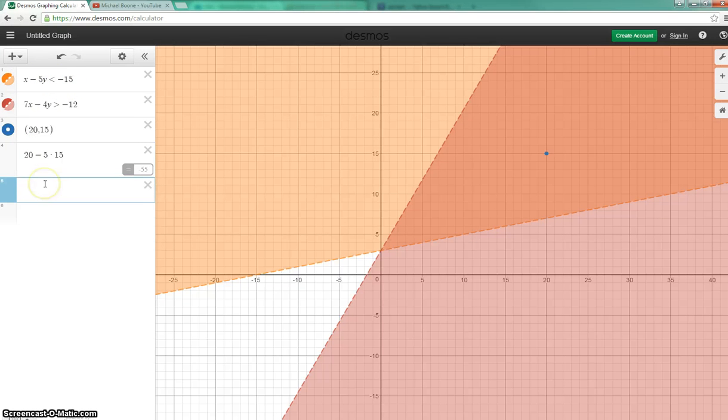We could plug in that same point, 20, 15. 7 times 20 minus 4 times 15, and I get 80. Is 80 greater than negative 12? Well, it's greater than negative 12 as well. It solved both of these inequalities. So any of the points in this region would make both of these true. Also note that I have dotted lines here, so the points on the lines would not solve both of the equations.